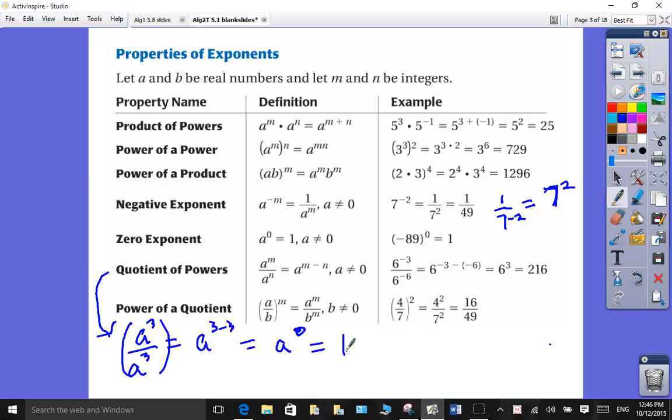So negative 89, it could be weirder, but it's not a normal kind of example that we would deal with. But these are the 7 properties of exponents.